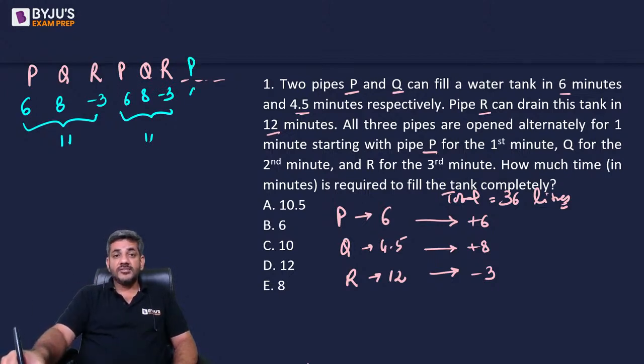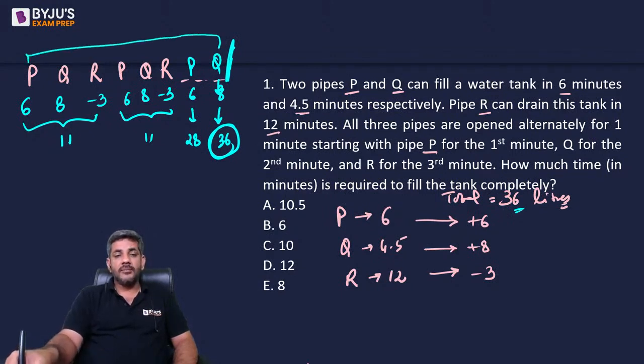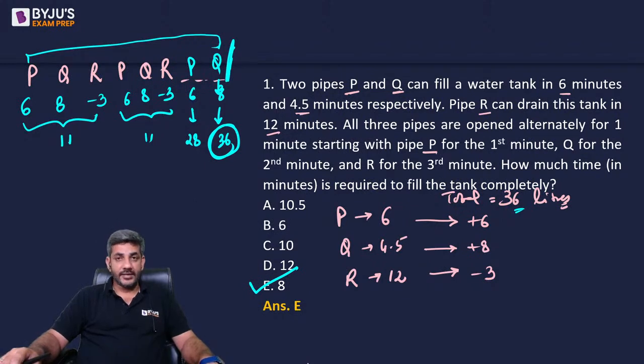In the next minute, 6 units would come. So 22 plus 6 would become 28. In the next minute, 8 units would come by Q. So 28 plus 8 would become 36, and we wanted only 36. So straight away at this moment, the tank would be filled, and I see PQR, PQR and PQ. That takes me a total of 8 minutes to fill the tank. So my answer for this question is option E, that is equal to 8.